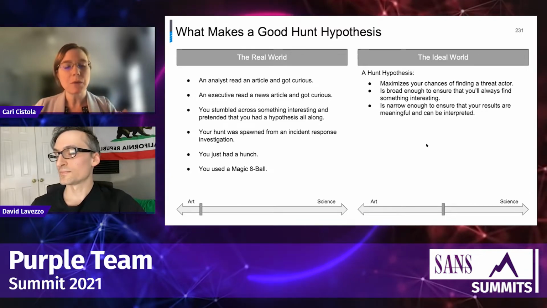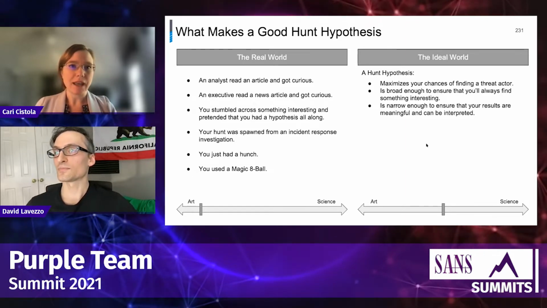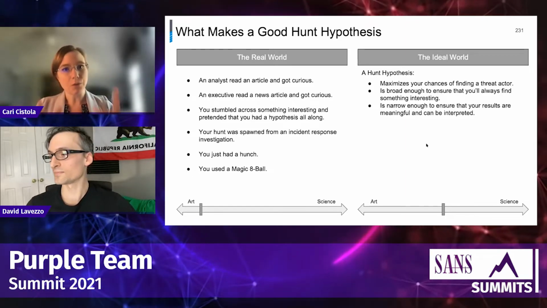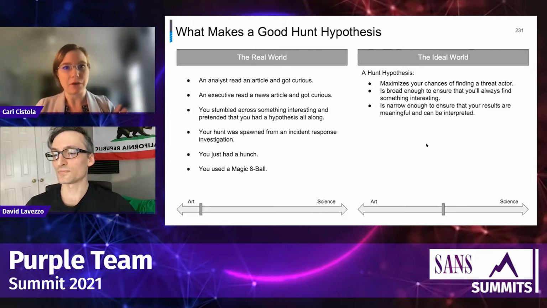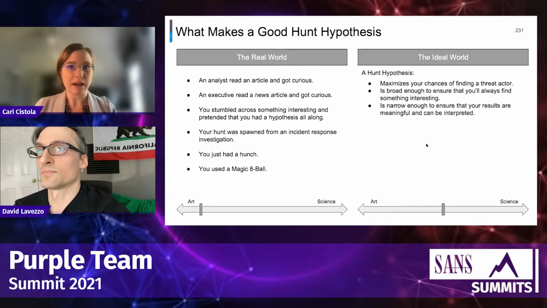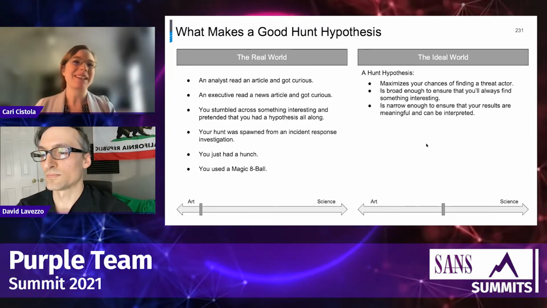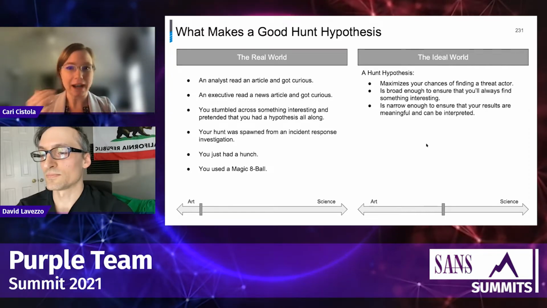So the first is that you want to maximize your chances of actually finding a threat actor. And again, that's specific to your organization, your environment, all that kind of stuff. But you want to make sure that you're setting yourself up for success as much as possible to find a threat actor.